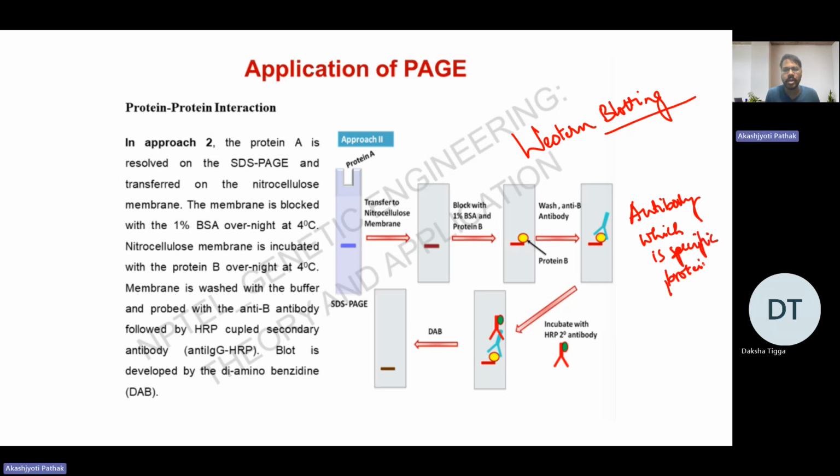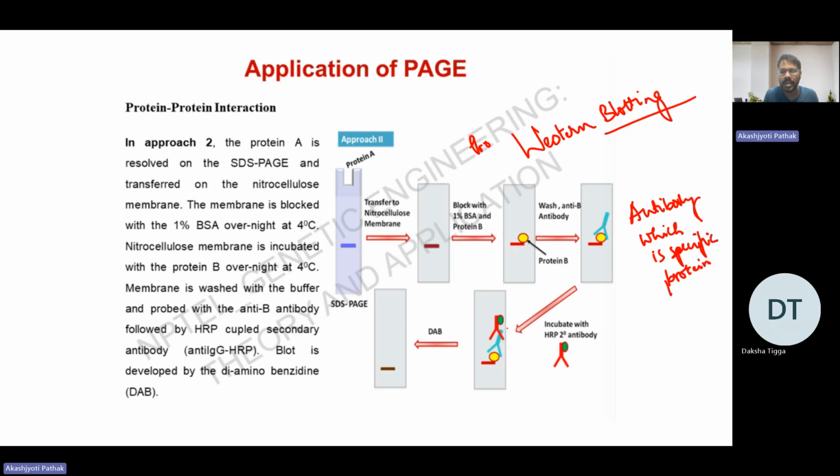This is actually Western blotting. You first run the gel, and then you transfer the protein bands from the gel onto a nitrocellulose membrane or a PVDF membrane. Once you transfer it to the PVDF membrane, you add the antibody against the protein, or you can add protein B as well. If you want to study protein-protein interaction, you add protein B, and then you add an antibody against protein B. And then you add the secondary antibody against the primary antibody.